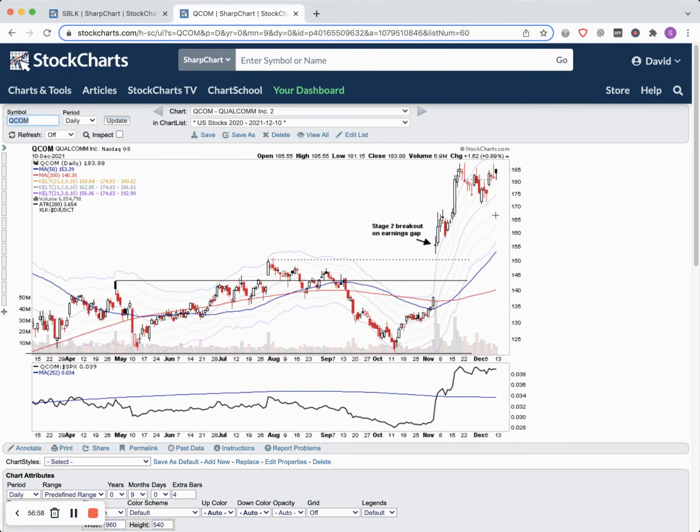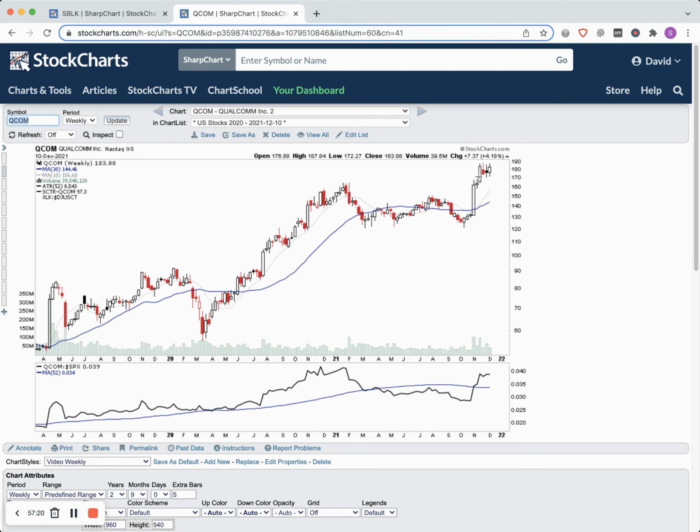QCOM, I entered last week. Took an entry here on the inside day. So up a little bit on that at the moment. It's a little bit choppy going into the end of the week with the weakness we had on Thursday and Friday, but held up really well so far. So you can see it was a good initial stage 2 move here and a tight consolidation. So it's trending well at the moment. And you can see the stage 2 run that it's had so far and this kind of flagging behavior it's had at the top of the range.